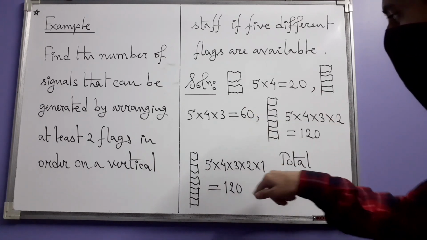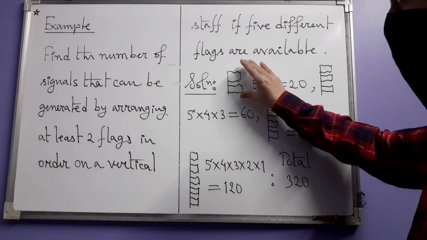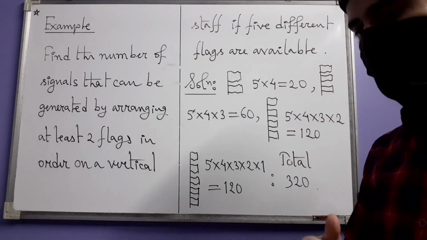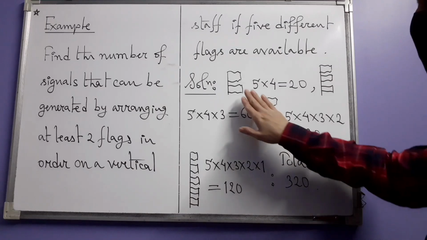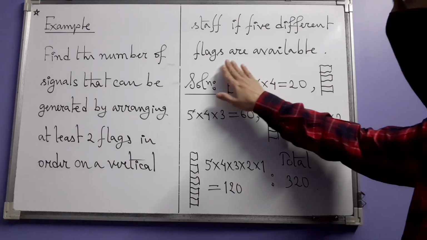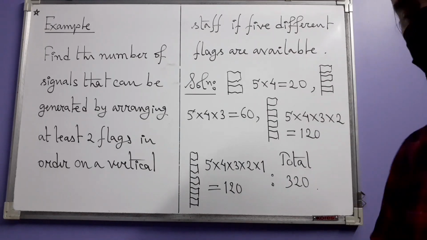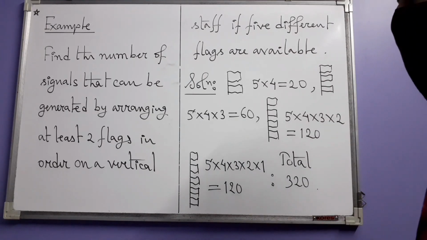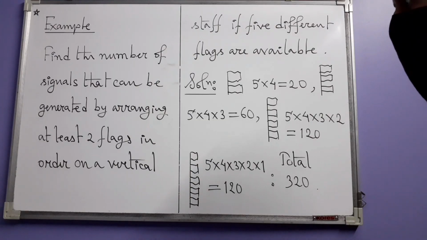Why do we add these numbers and not multiply? That is because signals of this type and this type, for example, are not related. We don't have anything like, say, for each signal of this type, there are that many signals of this type, nothing like that. Okay, so they are not related, so that's why their numbers are added.